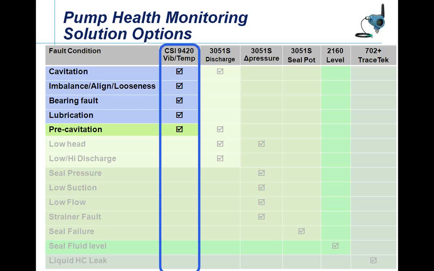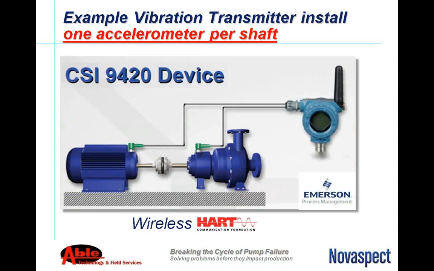So here is an example, again, with the Emerson Pump Health Monitoring concept. We are suggesting that you pick and choose what issues you're having, what you need to monitor today, what fault conditions, and you apply the appropriate measurement technology at that point. One example of an entry point for pump health monitoring might be a single vibration monitoring device. This 2-channel vibration monitoring could be as simple as 1 accelerometer per shaft.